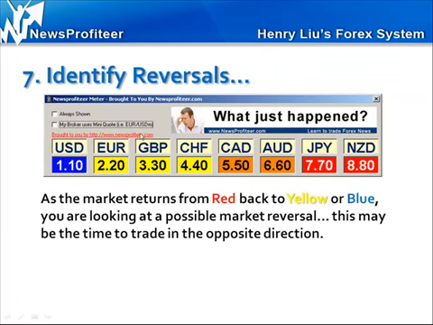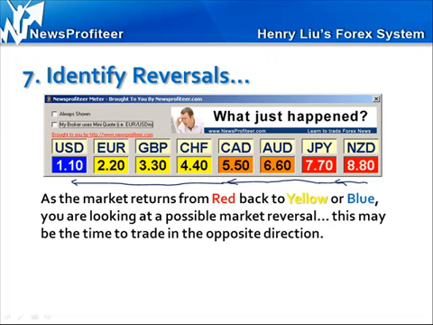And number 7, identify a reversal. Now, of course, when you're in a trade, the market gives you a strong red number, and then from that point on, it starts to go backwards. All right, it goes to red, goes to orange, and you keep on going backwards until you see yellow, and then you see blue.